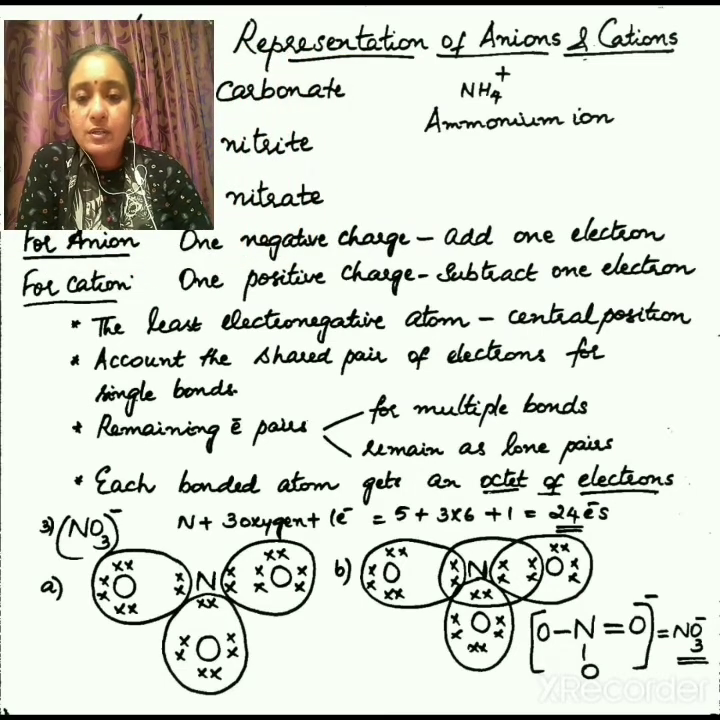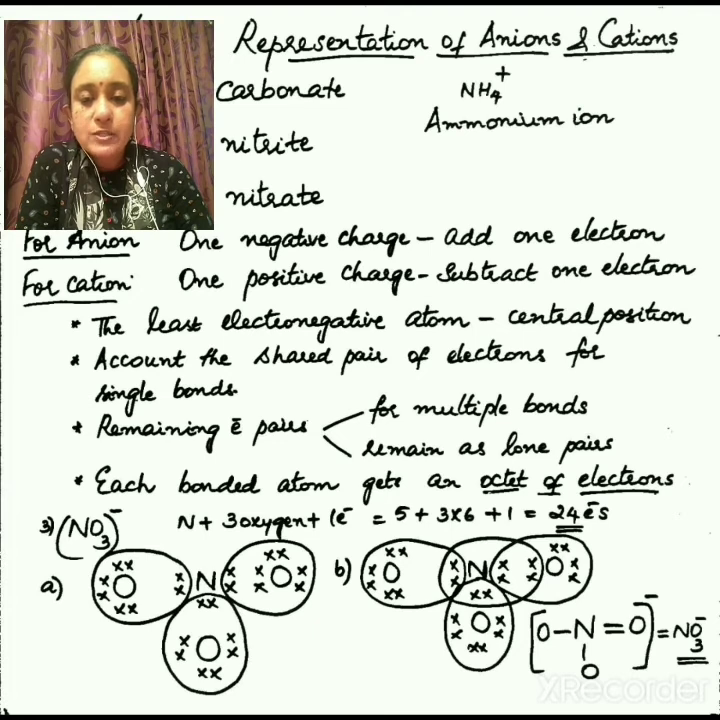For an anion, if the anion carries one negative charge, add one electron to the total number of valence electrons. And for a cation, if the cation has one positive charge, then subtract one electron from the total number of valence electrons present. The least electronegative atom should be shown at the center, so it will occupy the central position.